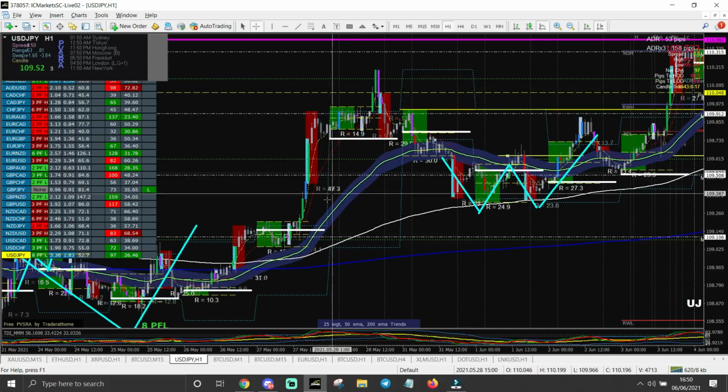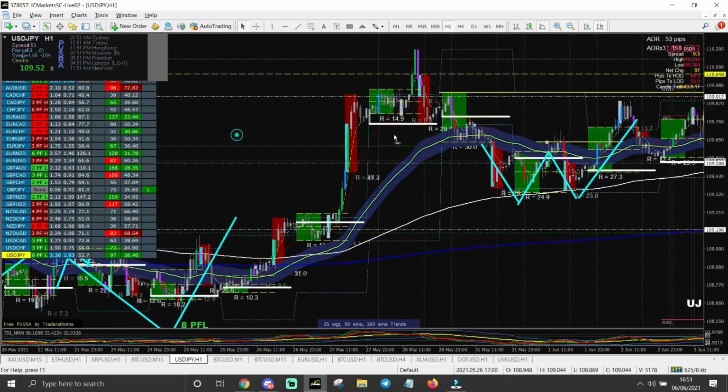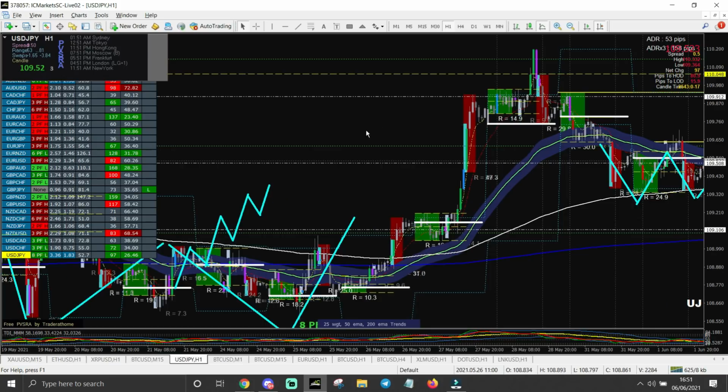Likewise, when it goes to the downside, look at here, from this session all the way down to the New York session, what is it? 57 pips. Its ADR is 53, so what do they do? They bring it back into the fray. 57 plus 21 pips up, they bring it back into the range. Keep it normalized.